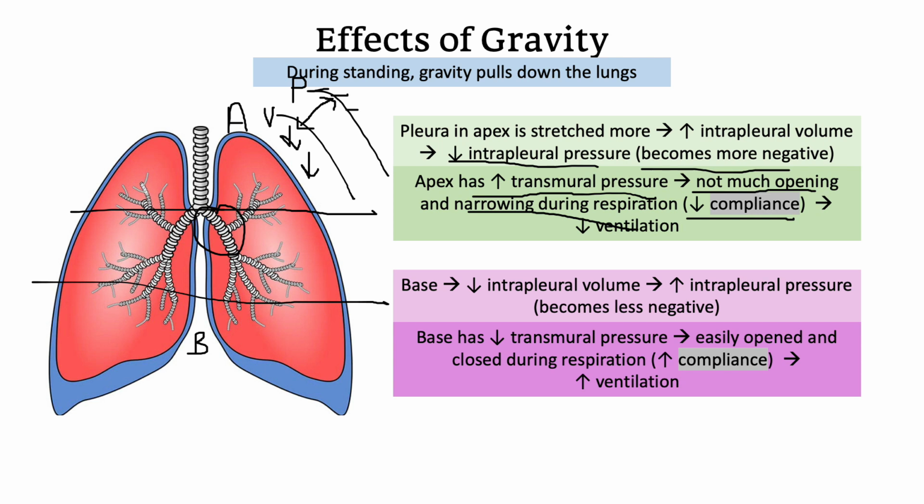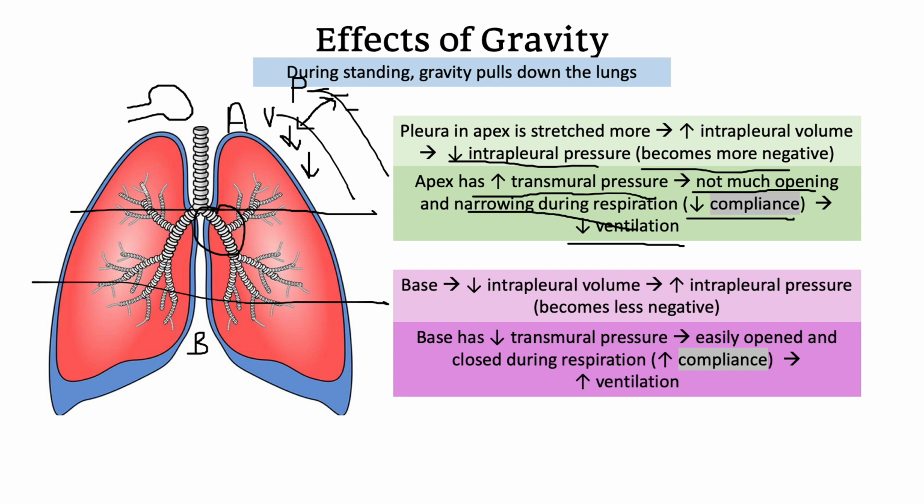So when there's decrease in compliance, meaning the ventilation is decreased. Okay. So in the apex, what happened is the ventilation is lower than in the base. So because when there's decreased compliance, meaning the alveoli distensibility is decreased.